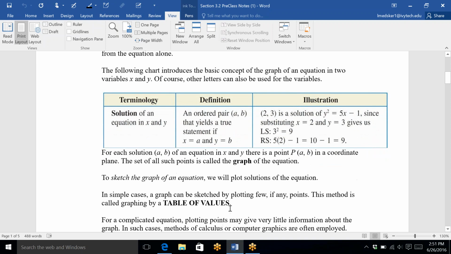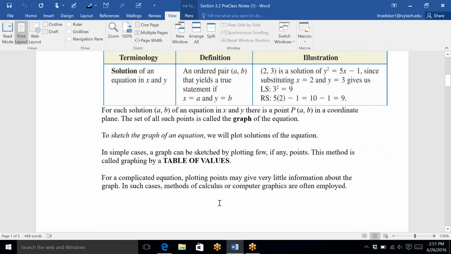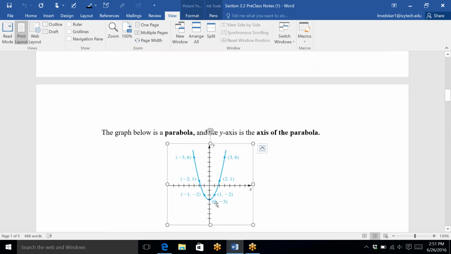So sometimes one of the easiest ways, if you've never encountered a graph before, if you don't know what the shape is, is to do what we call a table of values. The problem is the more complicated the equations get, plotting points may not give you enough details about the actual shape, so we'll obviously learn more sophisticated methods. A shape that you might be familiar with is a parabola. Parabolas come from when you have x squared in your equation.